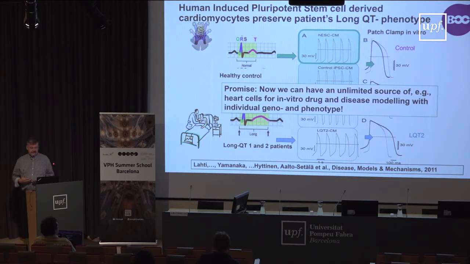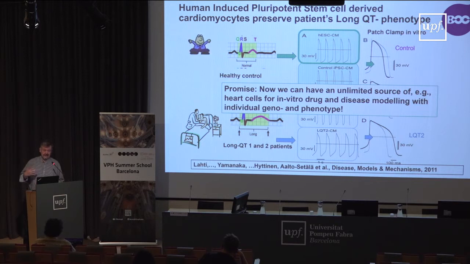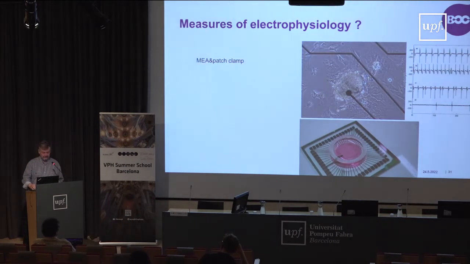But of course, this is the idea that we have an unlimited source of cells, because we can renew these iPS, we can generate a lot of new cells, whether they are patient cells or healthy or of a different gene, an individual with a different genotype. And hopefully we can have the phenotypes as well in vitro.